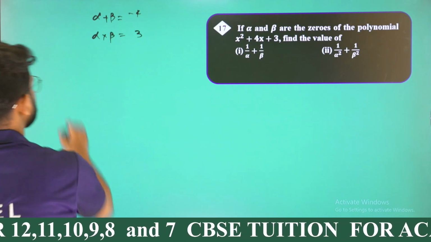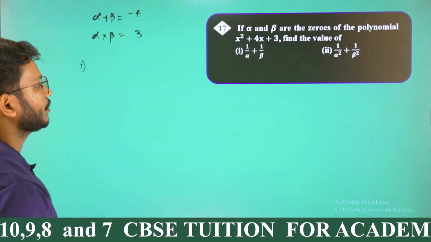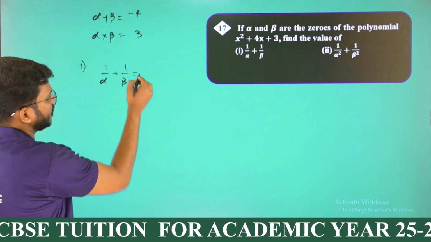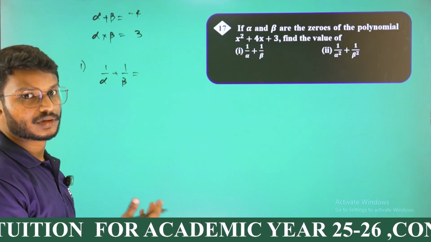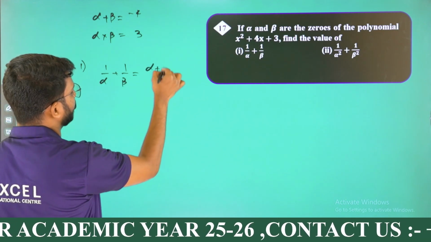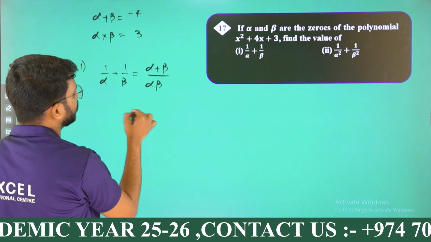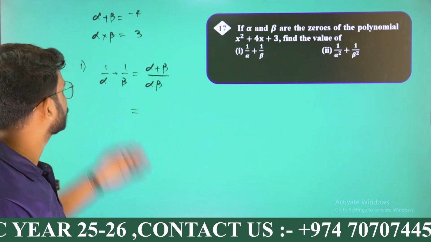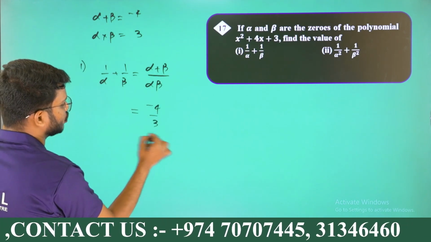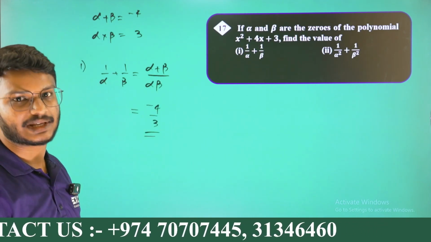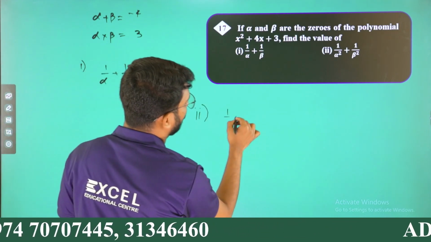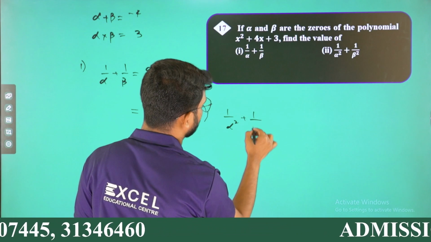Then the first one, 1 by alpha plus 1 by beta, we have to find. So what is the next step? We have to cross multiply this. When we cross multiply, it becomes alpha plus beta by alpha into beta. So we can directly substitute the values. It's already here. Alpha plus beta is minus 4 by 3. So that is the answer for the first one. Very easy, right?